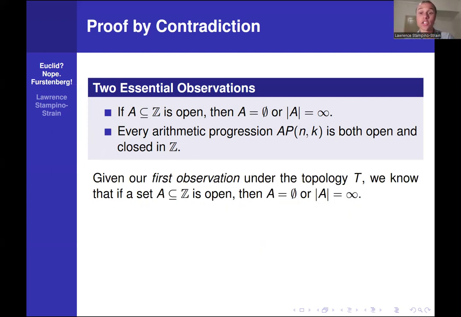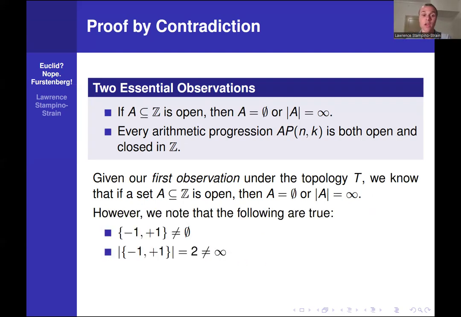So given our first observation under the topology T, the arithmetic progression topology T, we know that if a set A, which is a subset of the integers, is open, then A is either the empty set or the cardinality of A is infinite, right? However, we know that the following two things are true. First of all, the set {-1, +1} is not the empty set, right? It's not equal to the empty set.